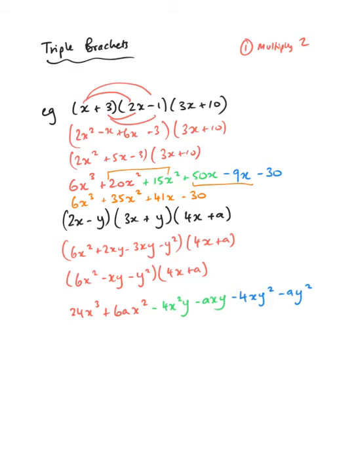So the key thing to remember with multiplying out brackets or expanding brackets is to multiply everything in one bracket by everything that's not in that bracket. For triple brackets, turn it into a double bracket question first.